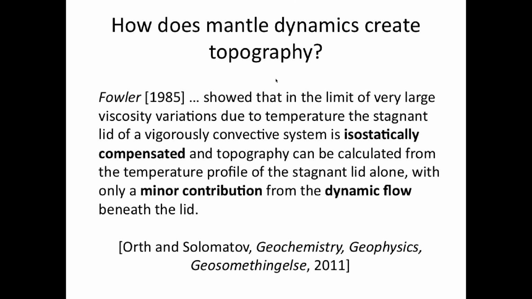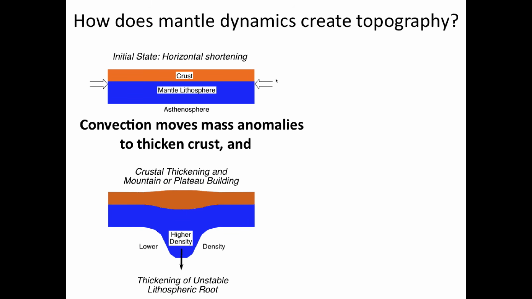Again, truth in advertising. This is a quote from a very nice paper by these folks who were actually studying Venus. Fowler showed that in the limit of very large viscosity variations due to temperature, the stagnant lid of a vigorous convecting system is isostatically compensated, and topography can be calculated from the temperature profile of the stagnant lid alone, with only a minor contribution from the dynamic flow. So that's the point they're making, though that's not an easy read, I will say.